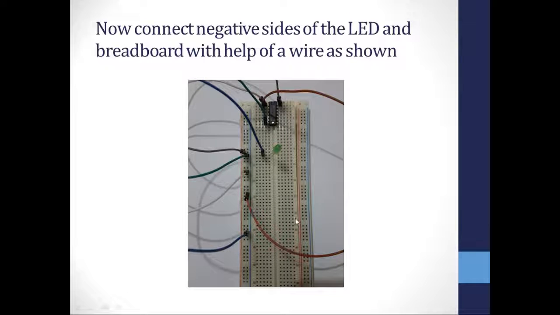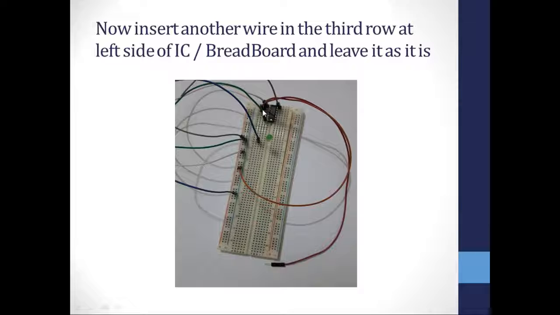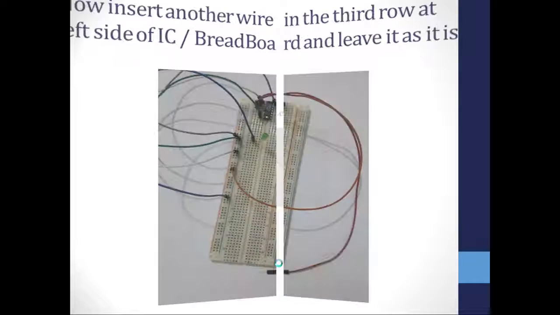Just see, as it is the negative side of the LED, and connecting this with the negative terminal of the breadboard, just giving it a ground so the current could easily flow. Now the third wire, this wire, actually represents the output, and we are going to connect this with the LED. But before this, just connect it here and then place it accordingly. Do not connect it with the LED, just connect it here and then leave it as it is.